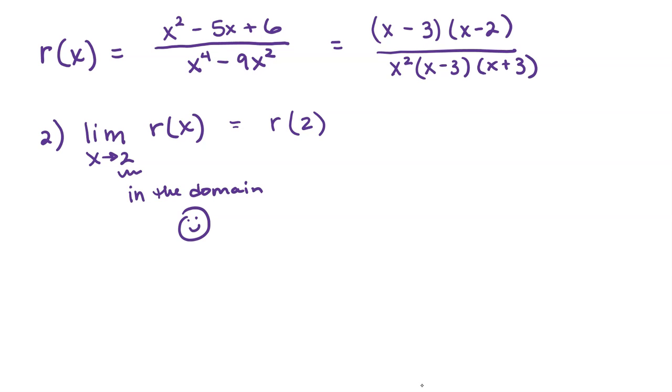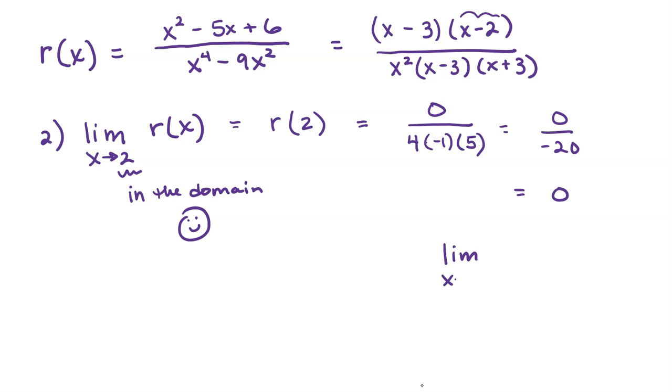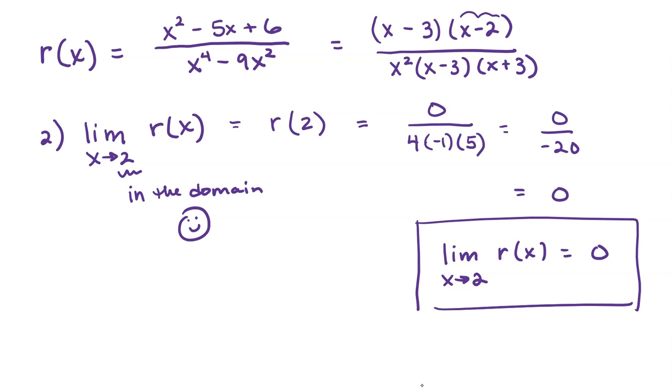So notice if we plug in 2 up here, that top is just going to be 0, and the bottom will be 4 times 2 minus 3, which is negative 1, times 2 plus 3, which is 5. So we have 0 over negative 20, which is just 0. So the limit as x goes to 2 of r of x is just 0. Notice the 0 on the top of a rational function is not a problem. 0 divided by negative 20 is 0.